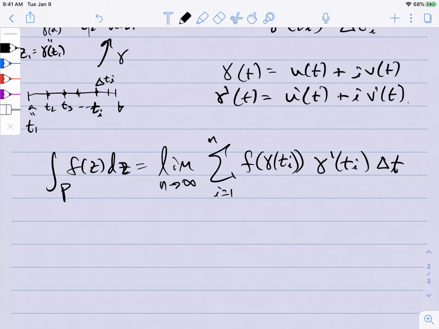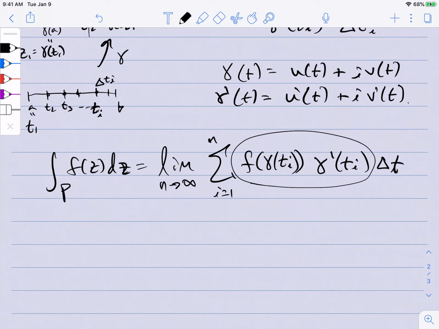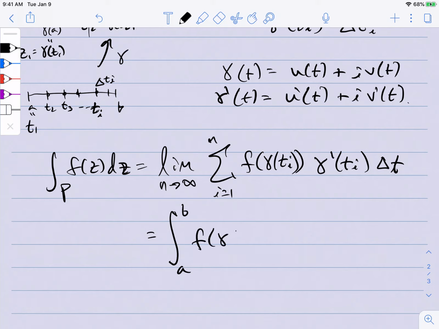So this is just some function of t, and we're integrating it with respect to t. And so this becomes equal to, in the t variable, the integral from a to b of f of gamma of t times gamma prime of t with respect to t.